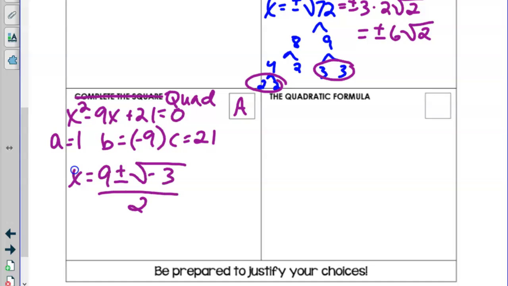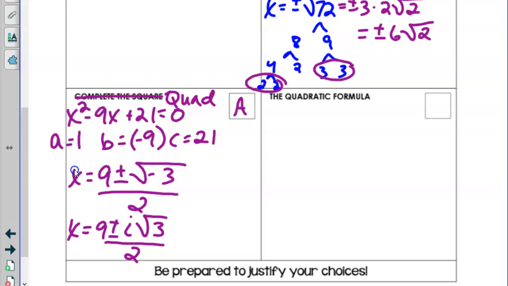And over 2. But we have to handle that square root of negative 3. We can't leave it like that. So what do I have to write it as? Take out an i, very good. We still have the square root of 3 left over 2. Nothing can simplify any further, so you just leave it as 9 plus or minus i square root of 3 over 2. These are your 2 imaginary numbers. So 9 plus i square root of 3 over 2, and then 9 minus i square root of 3 over 2. So everybody okay with that one?